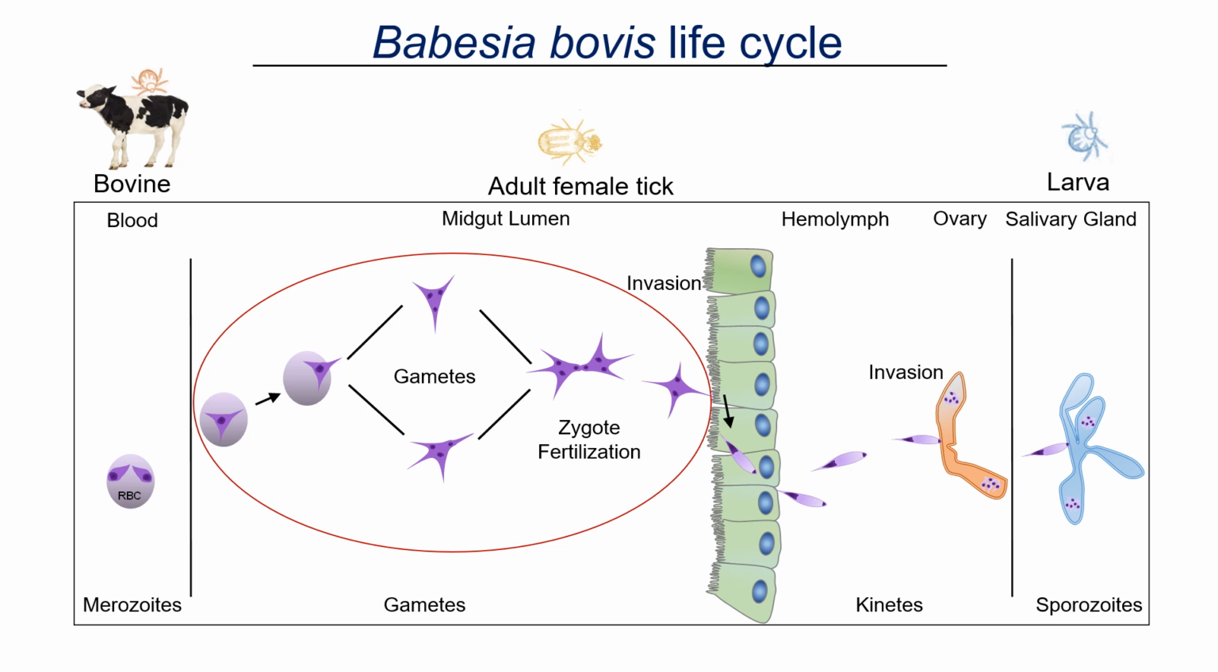Zygotes divide into kinetes and penetrate the tick midgut into the hemolymph to invade other tissues in the tick, such as the ovary, which causes the transovarian transmission. In infected larvae, parasites will find their way to the salivary gland of the larvae, and when the larvae feed, we restart the cycle.